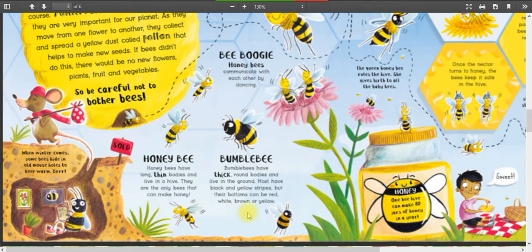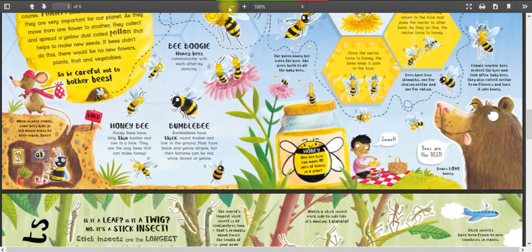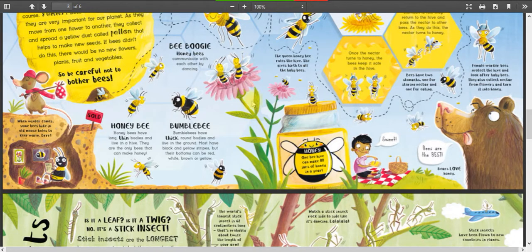And this is a bumblebee. You can see it's very different, isn't it? This one says bumblebees have thick, round bodies and live in the ground. Most have black and yellow stripes, but their bottoms can be red, white, brown, or yellow. Then this very last bit here says, when winter comes, some bees hide in old mouse holes to keep warm. There we go. That's our full bees text.